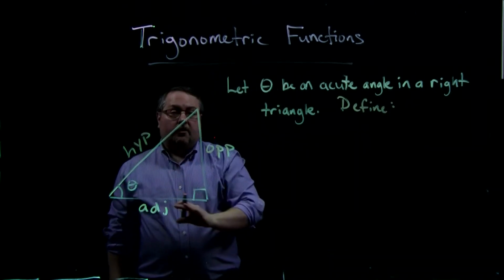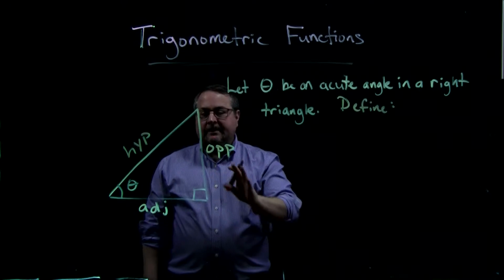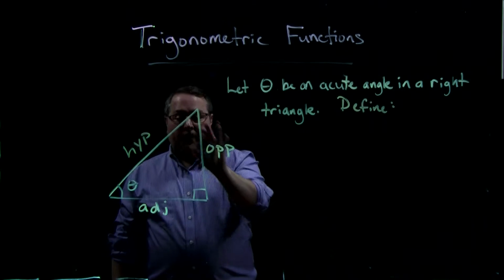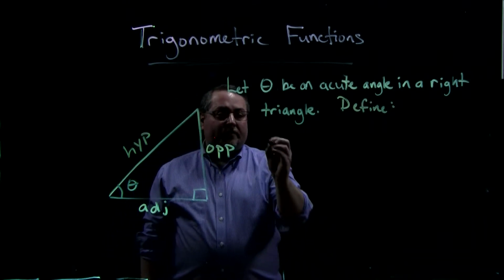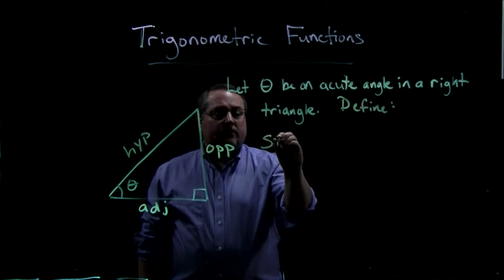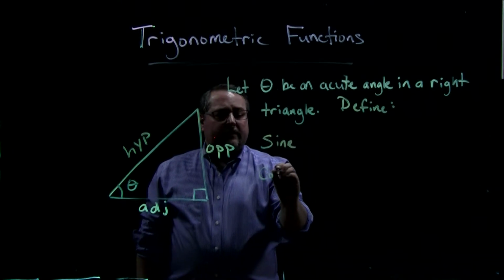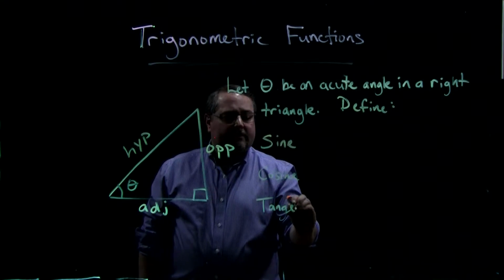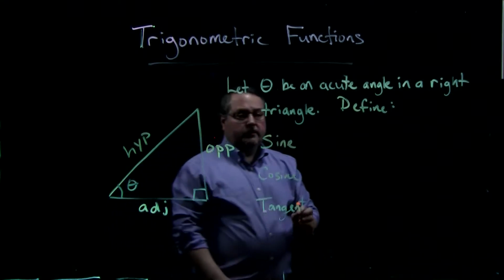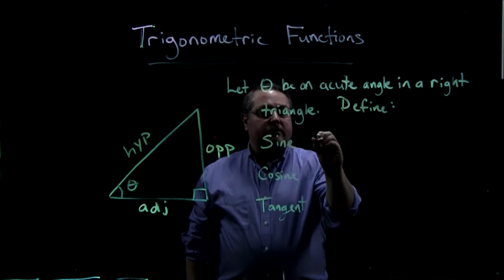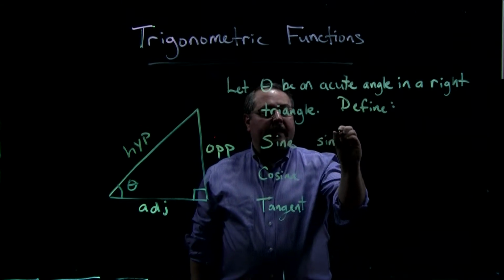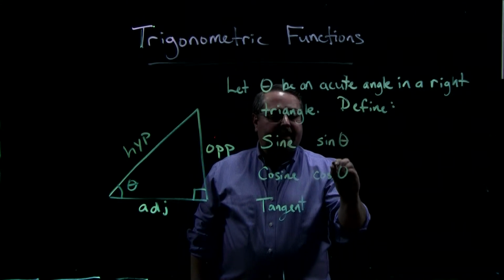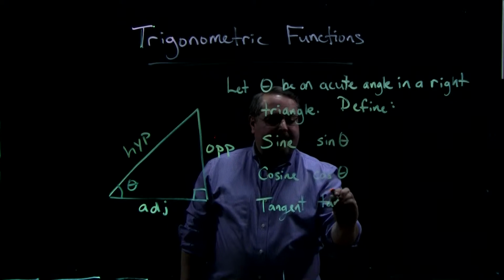So with the 3 sides labeled like this, there are going to be 6 different what we'll call functions of theta involving the ratios of sides of this triangle. So the first 3 we call the sine, the cosine, and the tangent of theta. Okay, and the sine we're going to denote by sin theta. The cosine will denote by cos of theta, and the tangent will denote by tan of theta.